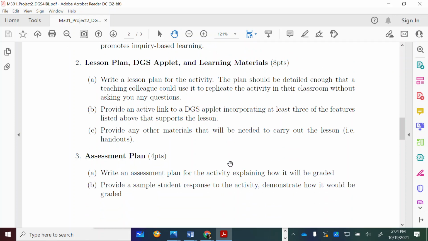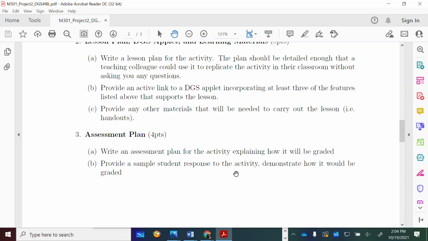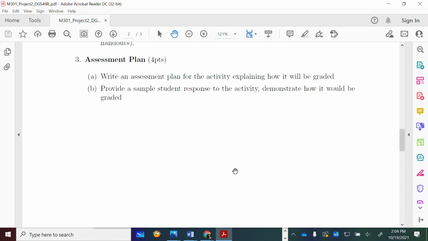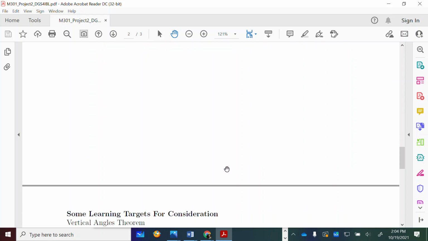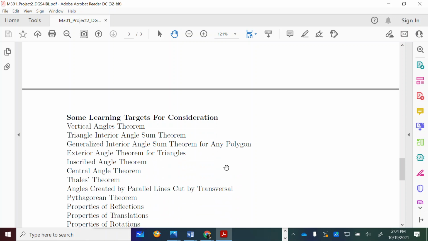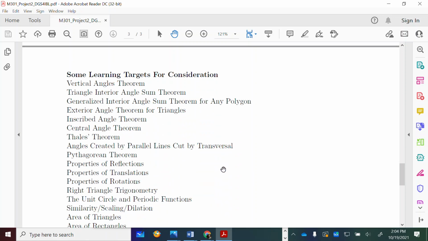These 3 tasks, each with a couple of subtasks, is what I would expect in a few weeks from you as a demonstration of your ability to use DGS. Some learning targets that you might consider: the vertical angles theorem, triangle interior angle sum theorems, and the generalized interior angle sum theorem for any polygon. So for things like quadrilaterals, pentagons, hexagons, and so on.